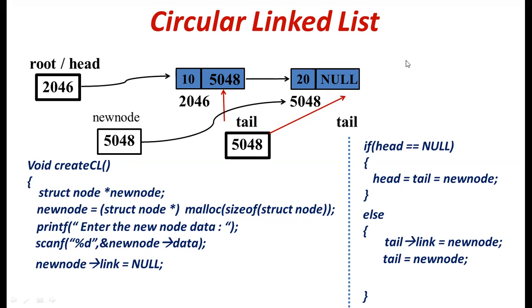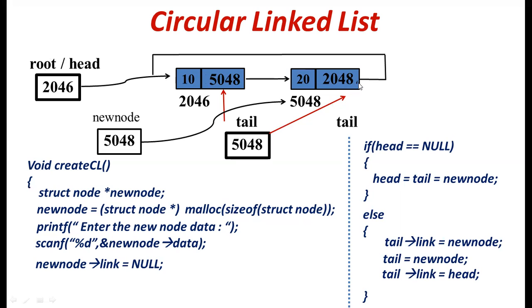Now since this is a circular linked list, at this place we need to store the address of the first node, that is the 2046. What is 2046? Head. So our tail to link should be assigned with the value of head, so that 2046 will be placed here and our new node will be pointing to the first node. So this is how we are going to create a circular linked list.